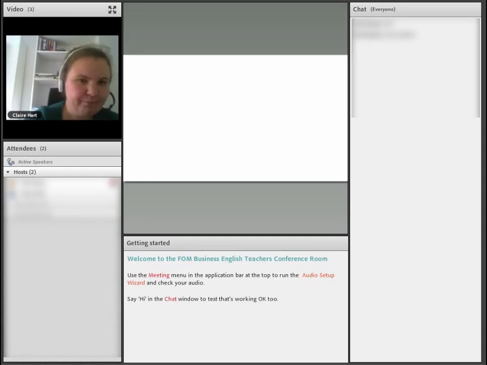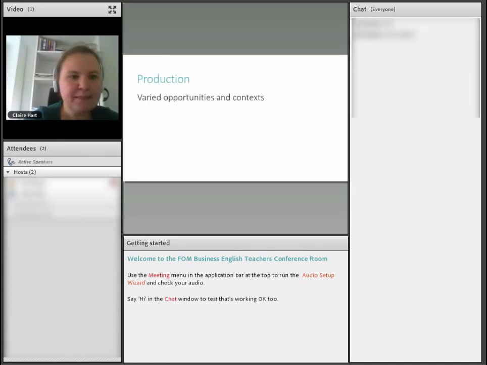Production. In order to know what learners' needs are, they need to produce language. Okay, it sounds so obvious, but I think it's also quite easy to forget. If we have learners sitting there in rows, sitting silently, how are we gonna know what they need? We need to give them right from the start varied opportunities for production.